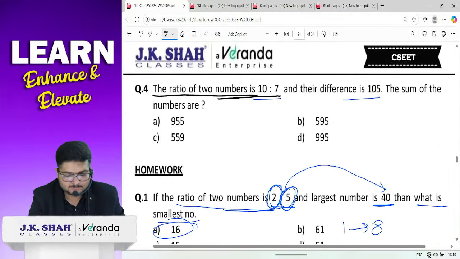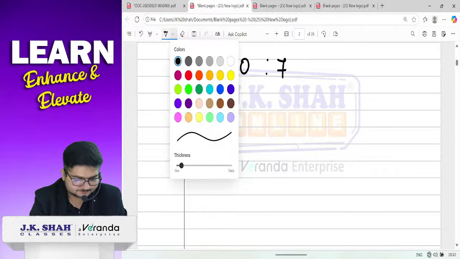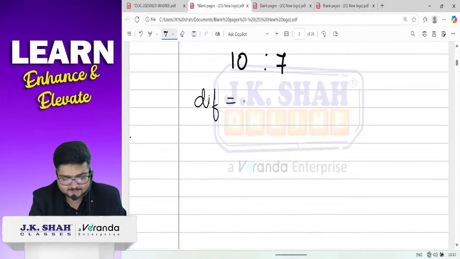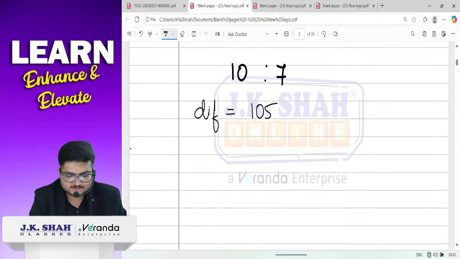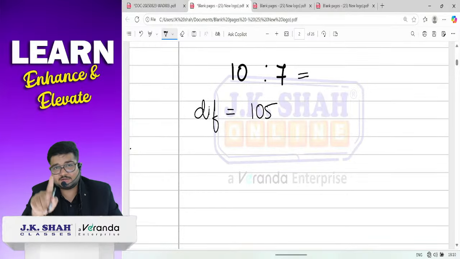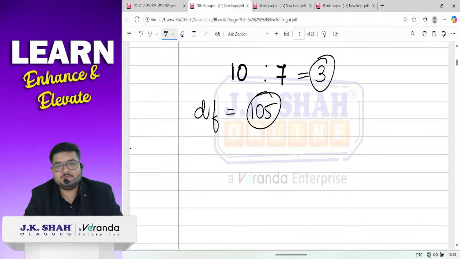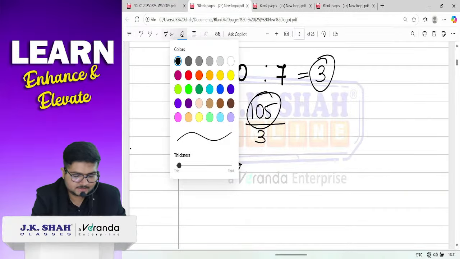The ratio of two numbers is 10:7, and their difference is 105. Again the difference is given, so you have to find the difference of the ratio. What is the difference of the ratio? It is 3. This means 3 parts value is 105. So 1 part will be equal to, you just have to divide this by 3. Answer is 1 part equals 35.